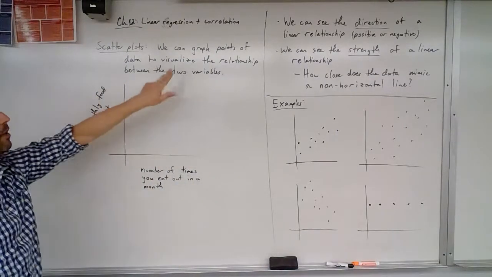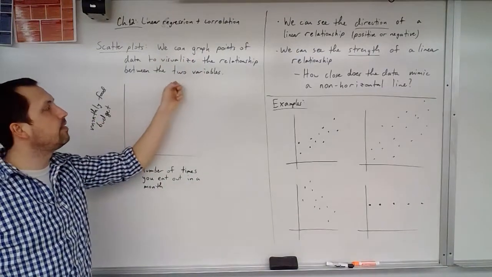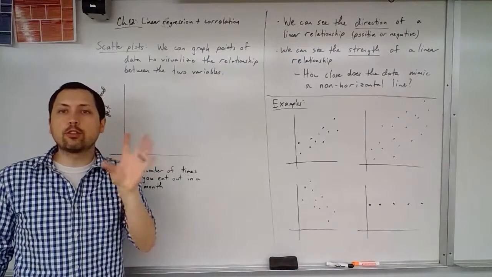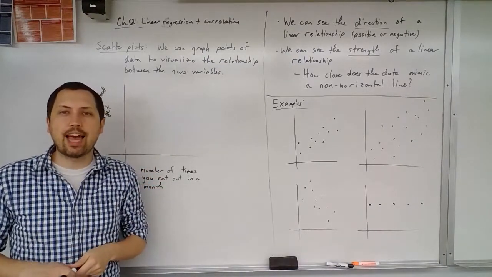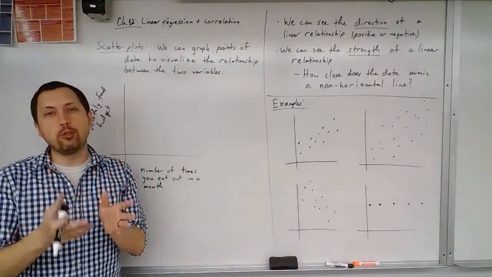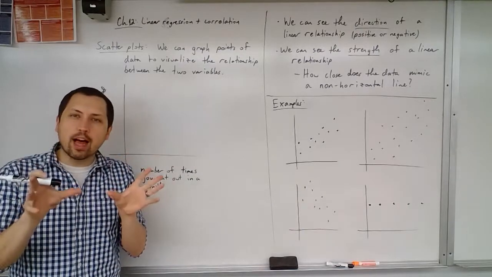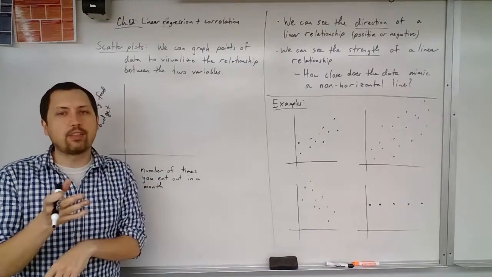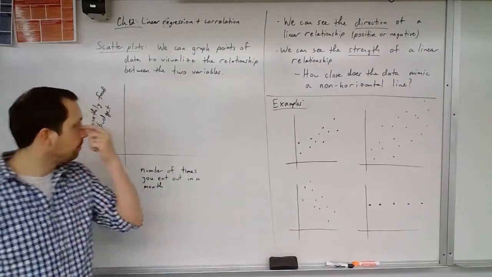Okay, so first thing we're going to talk about are scatter plots. So scatter plots, we can graph points of data to visualize the relationship between the two variables. So this is the purpose of creating a scatter plot. One of the important things as a statistician, or as a budding statistician, you want to be able to use graphs to help you understand your data. To be able to visualize your data is going to help you understand what types of tests you can do with it, what types of relationships are present, these types of things.